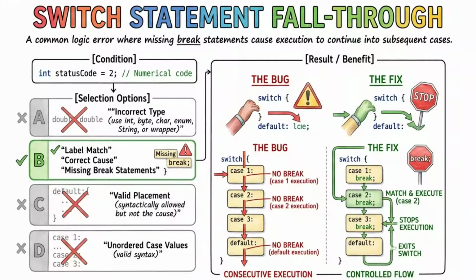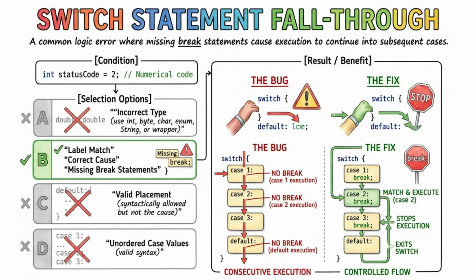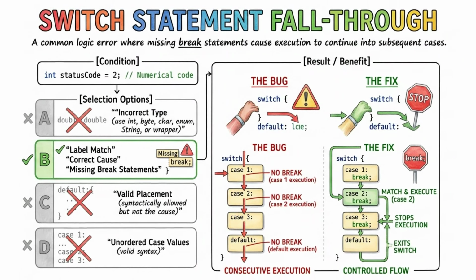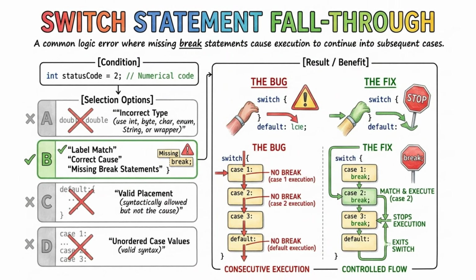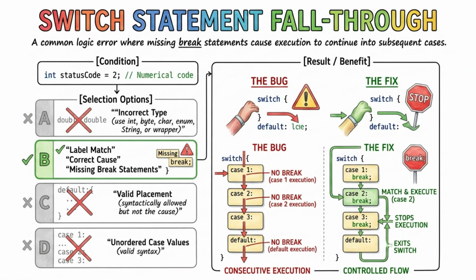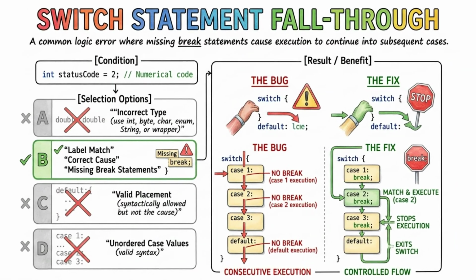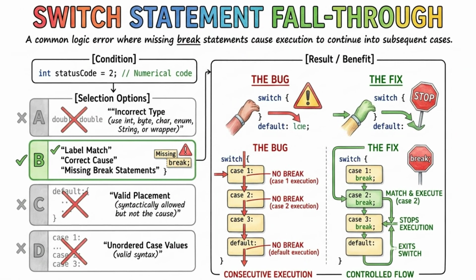If you are debugging a legacy Java application and notice that multiple cases in a switch statement are executing back-to-back when only one was intended, you are witnessing fall-through. In traditional Java switch statements, execution will automatically fall through to the next case unless you explicitly stop it using a break statement. Forgetting this break keyword is a frequent source of logic bugs and a highly tested concept.